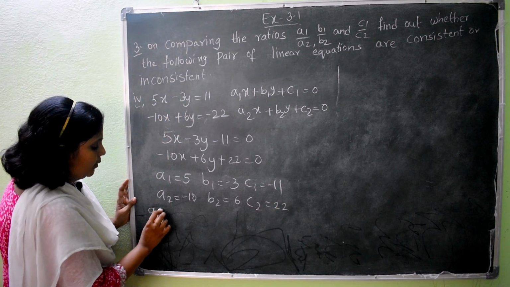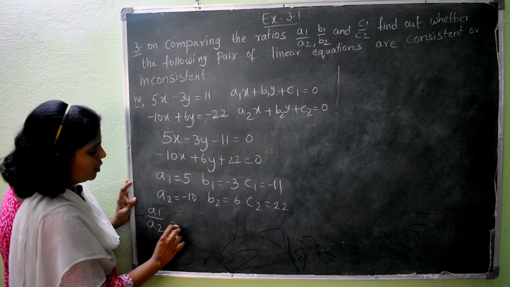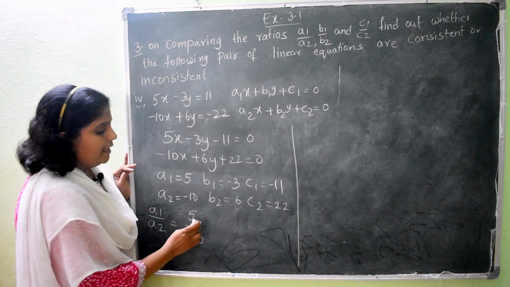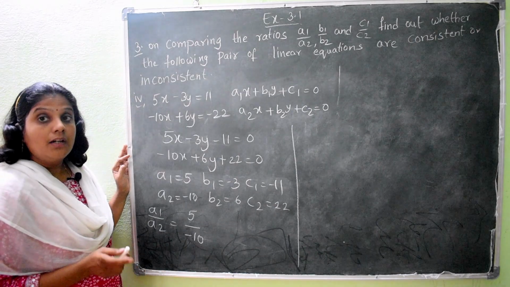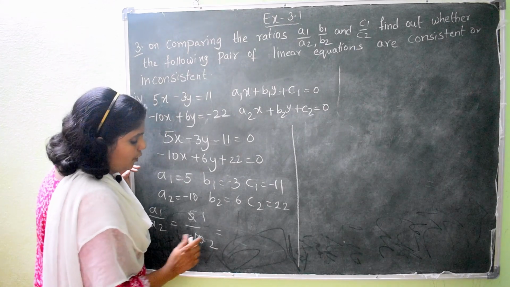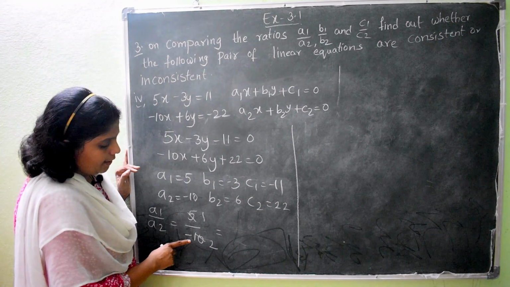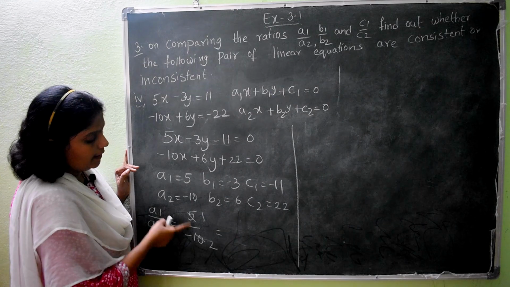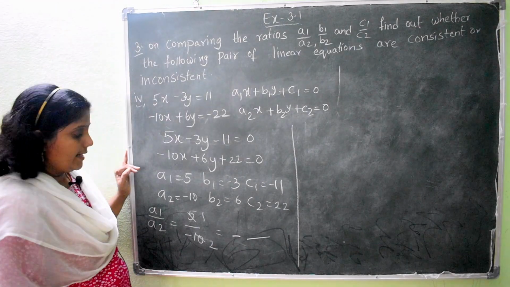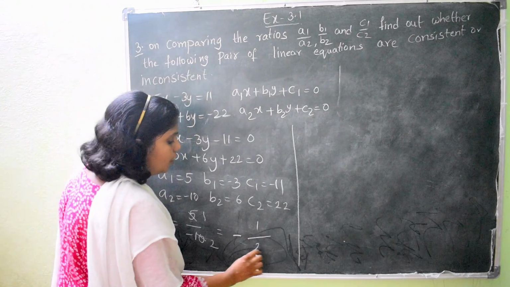So, A1 by A2, how much? 5 by minus 10. These two can be cancelled in the table of 5: 5 ones are 5 and 5 twos are 10. The minus is in the denominator, but whether minus is in the denominator or numerator, we can write it along with the divide symbol. So, minus 1 by 2.